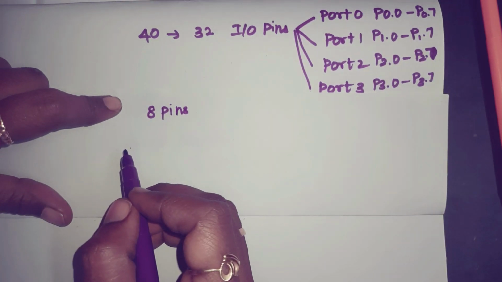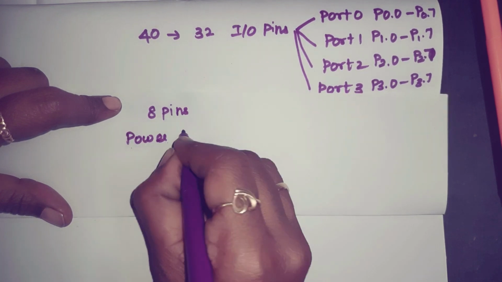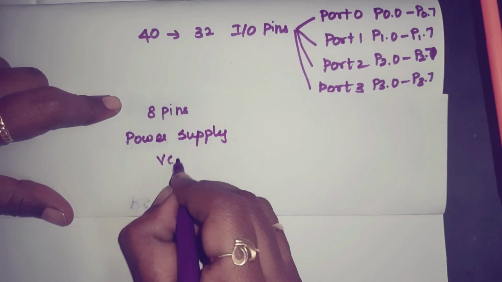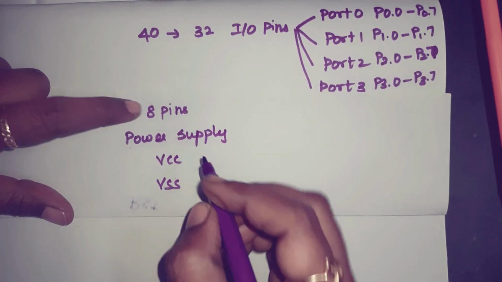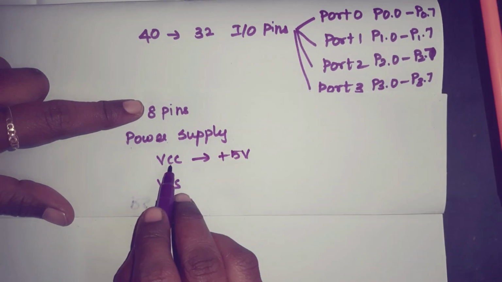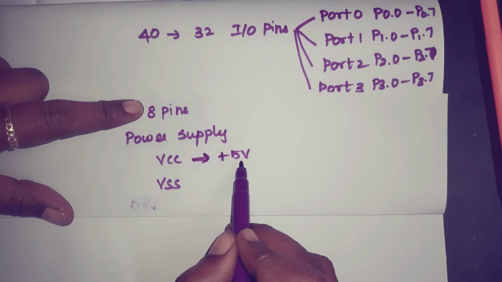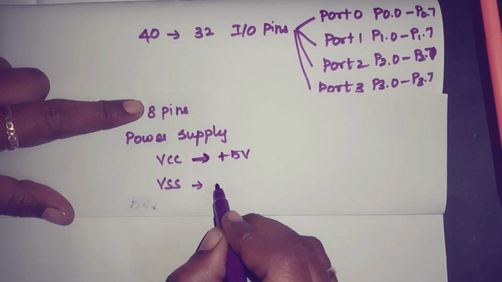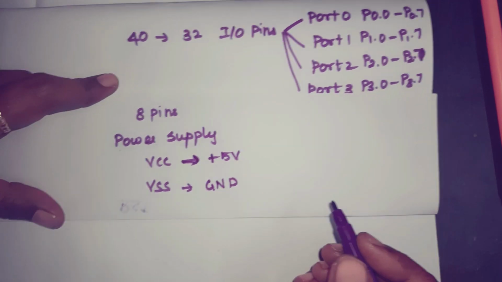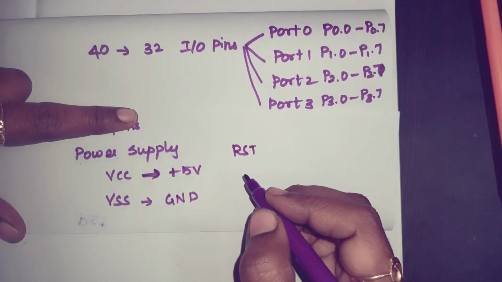So for any IC, we need a power supply. First let us see the power supply pins. There are 2 pins, one is VCC and another one is VSS. VCC will be connected to plus 5 volt, that is the positive power supply. This IC is operated on plus 5 volt VCC, and next VSS is negative power supply, that is it is connected to ground. Next pin is reset, which is used to reset the microcontroller.